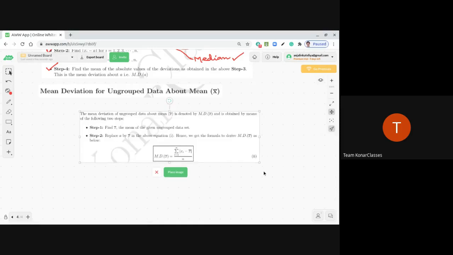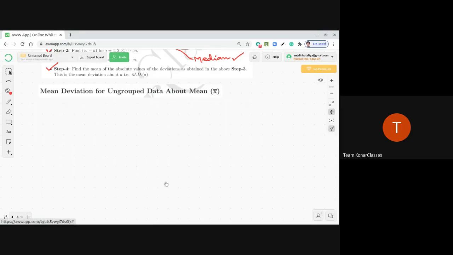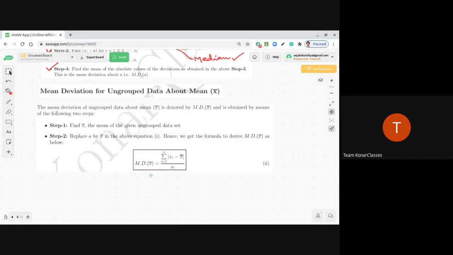So dear students, the mean deviation of ungrouped data about mean X bar is denoted by MD X bar. Previously we defined MDA, where A is the central value. Now that central value we are considering as the mean. It is obtained by the following two steps. Step 1, for the given data set, find the mean, that is X bar, which is very simple. You add all the values and divide by the number of observations.